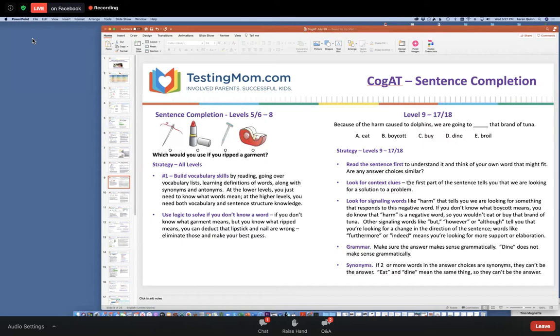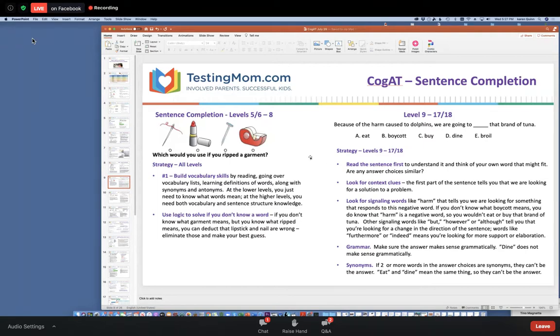The other thing is that these sentences have to make sense grammatically. So on this one, we are going to dine that brand of tuna makes no sense. So we can definitely take that one out. And also, if you see two synonyms in the answer choices, and they mean exactly the same thing, that's a big red flag that neither one is going to be the answer. So we know eat and dine mean the same thing, so those are not going to be the answer. So you can use logic to help you find these answers.